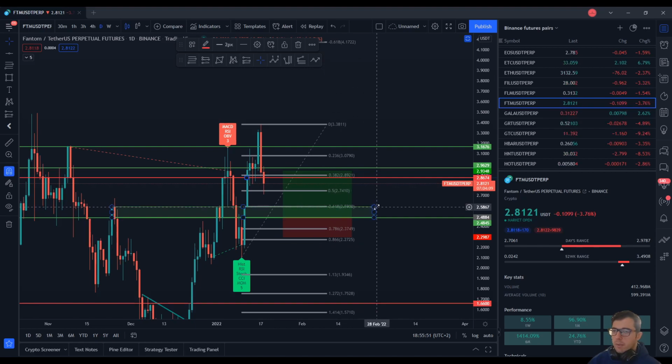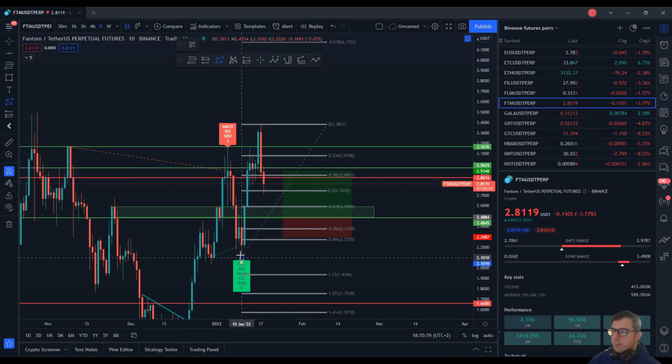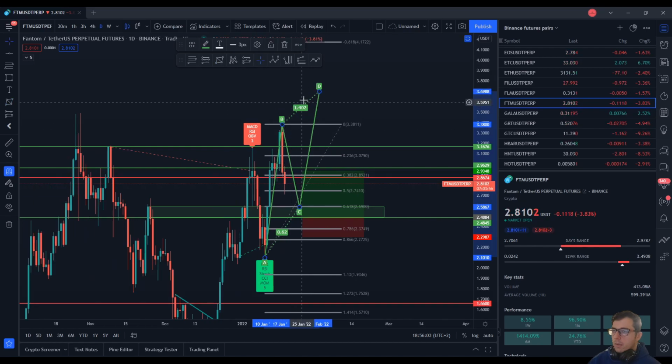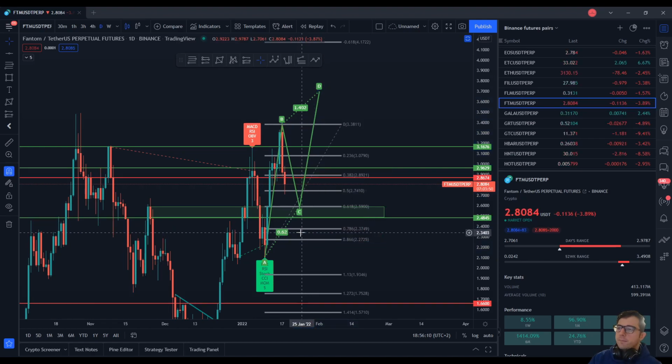So that's where I'm buying FTM, and it will probably make some kind of bearish ABCD, something like this, and continue higher with a clear invalidation here or somewhere like here. Yeah, and that's how I see the market.